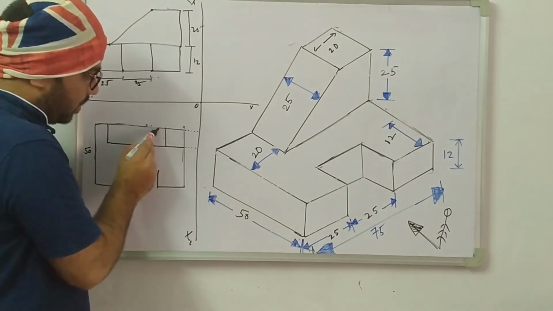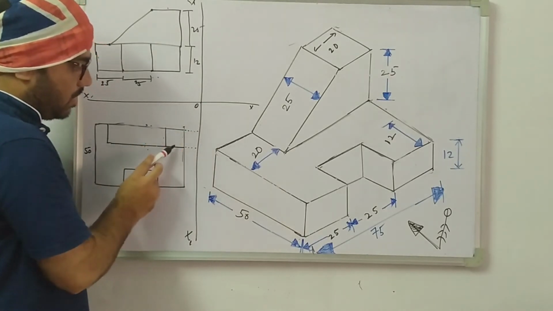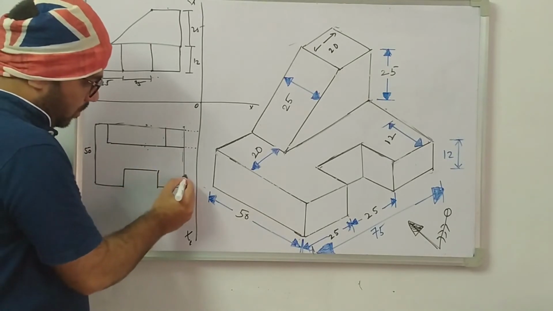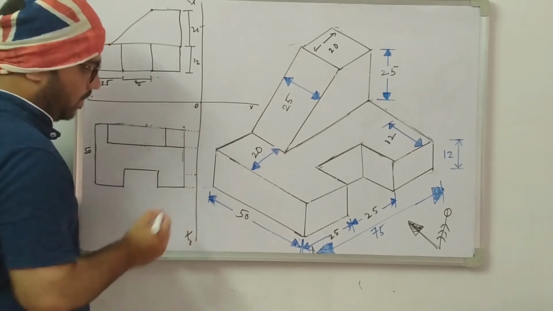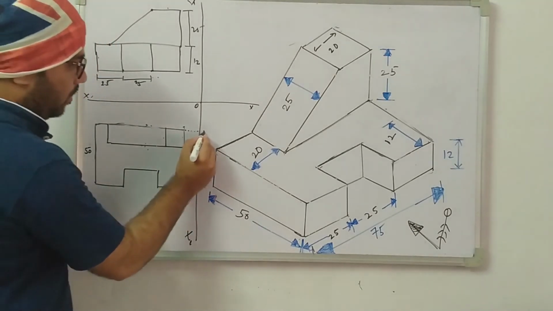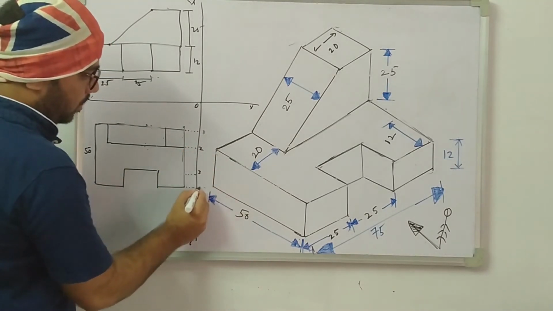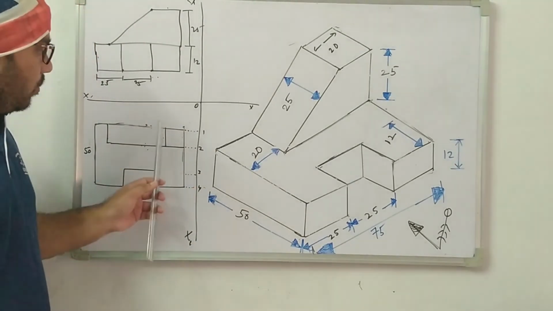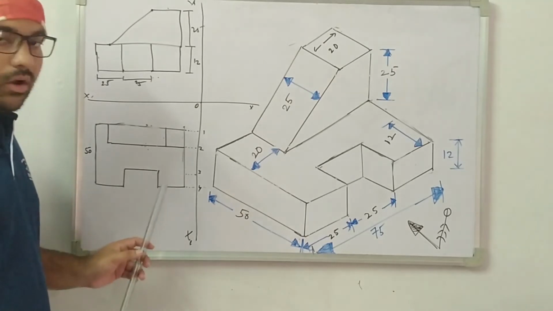What are the horizontal lines there? This is the first horizontal line, second horizontal line, third and fourth. So these are the four horizontal lines, 1, 2, 3 and 4. So how many horizontal lines are there in the top view? We have four horizontal lines in the top view.